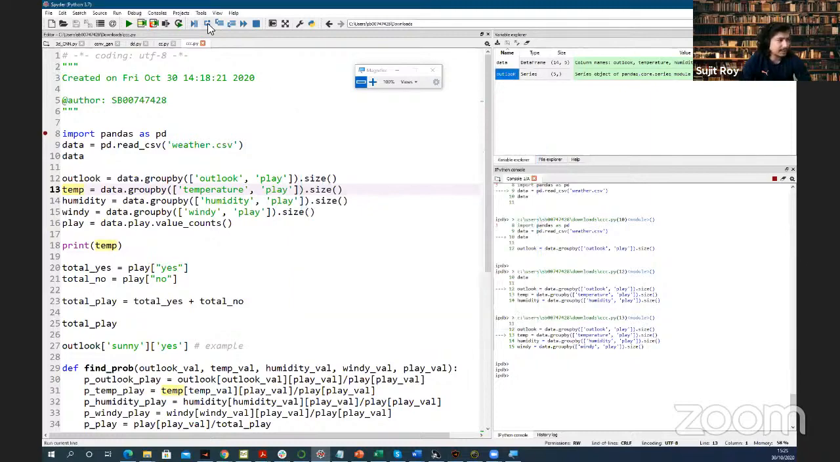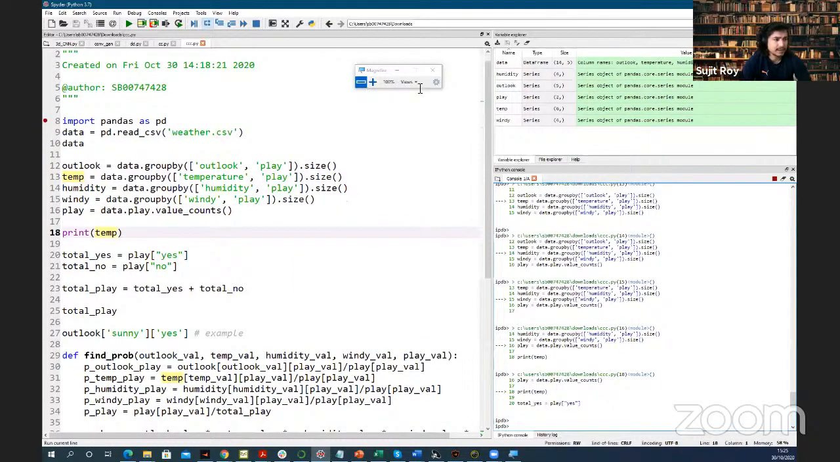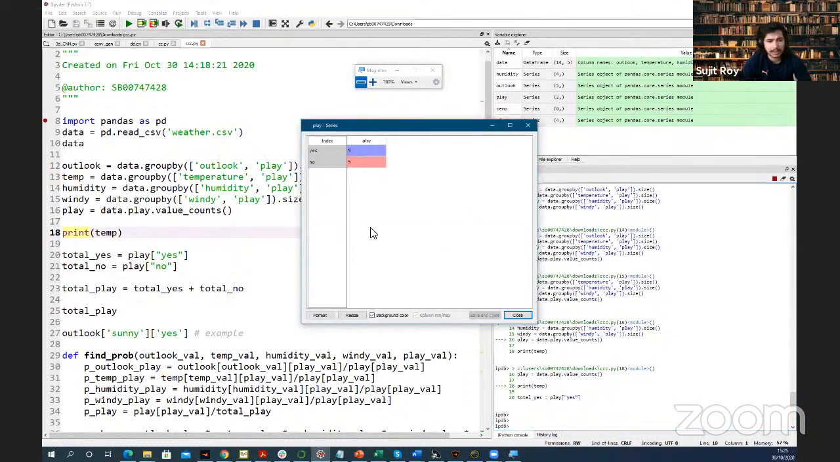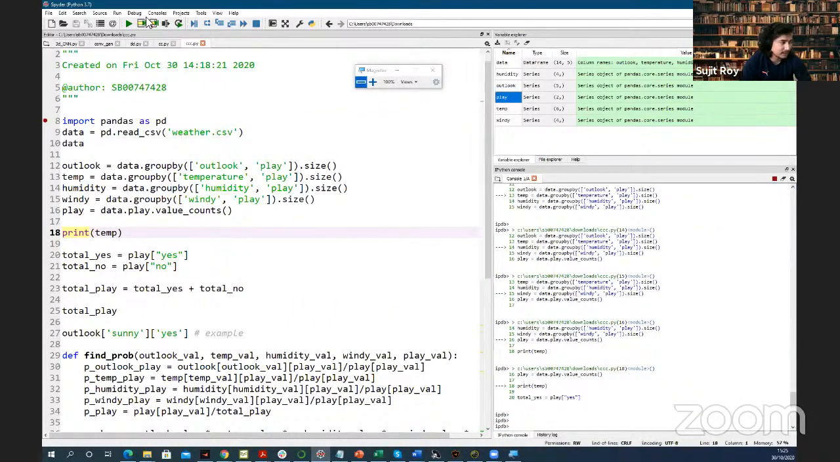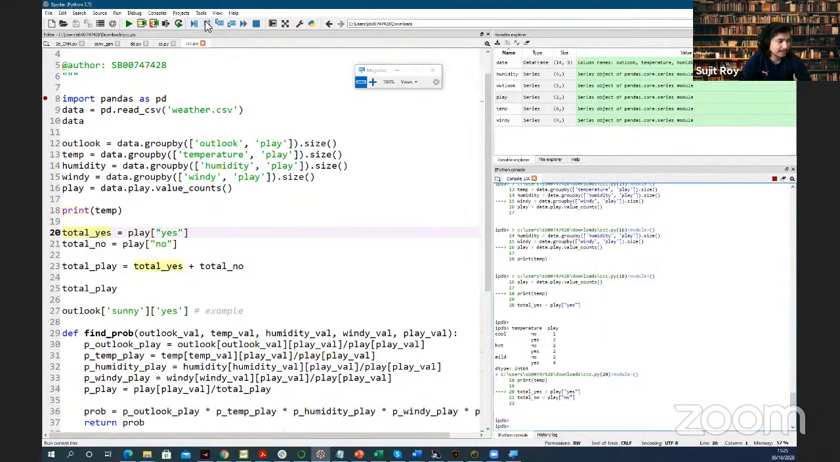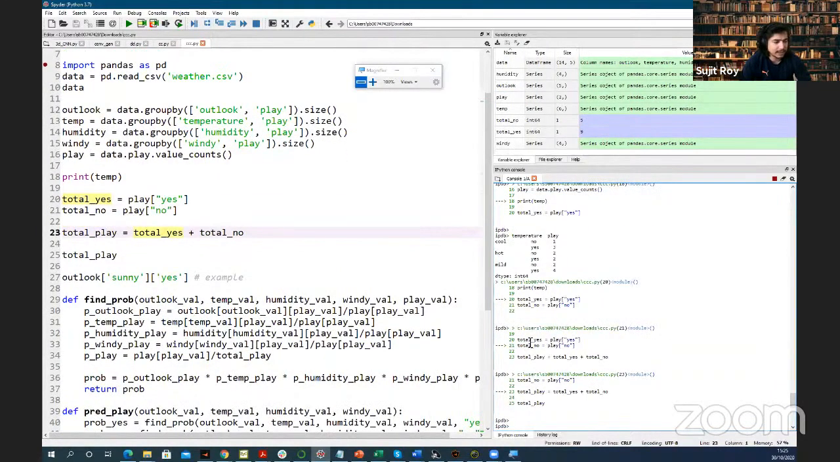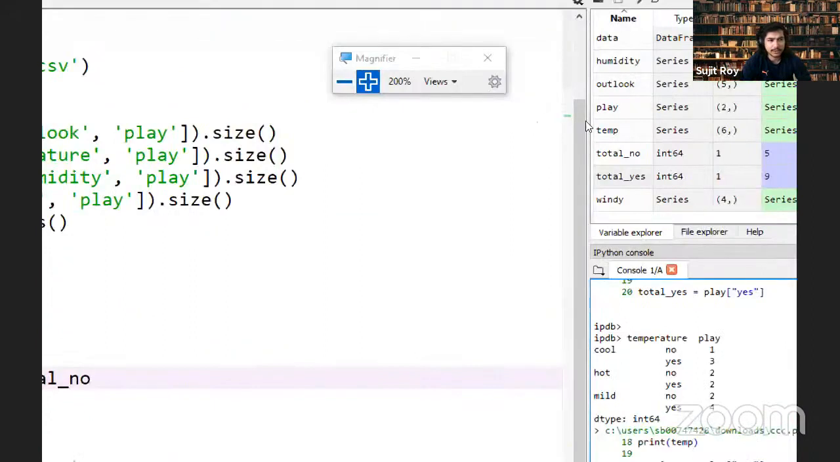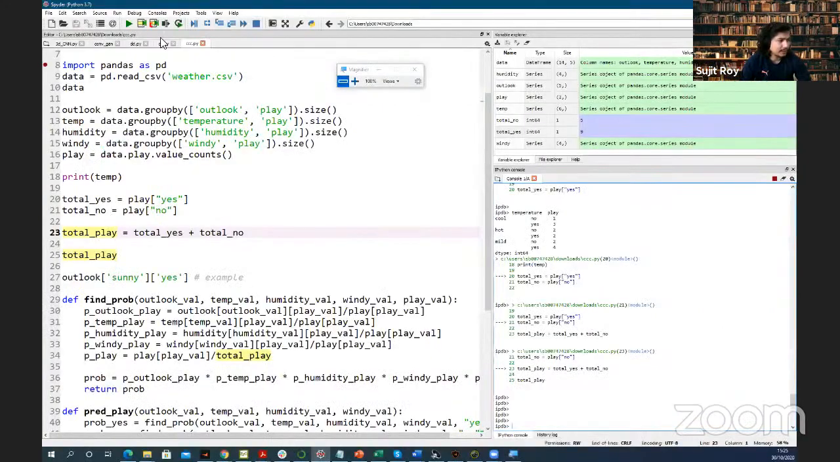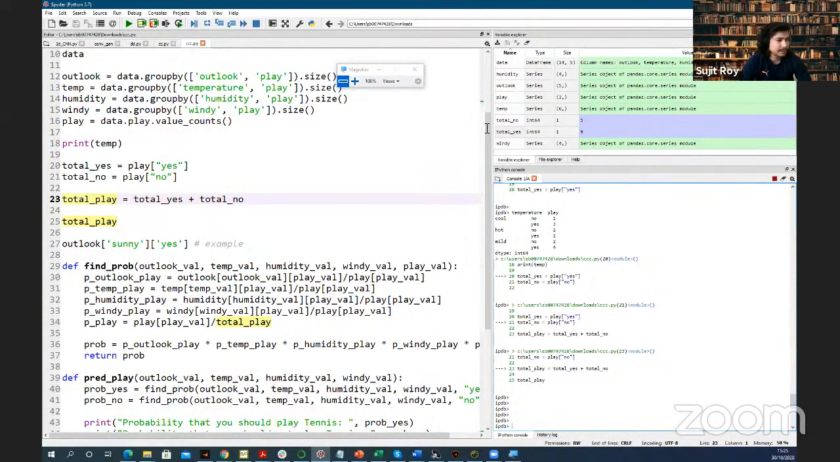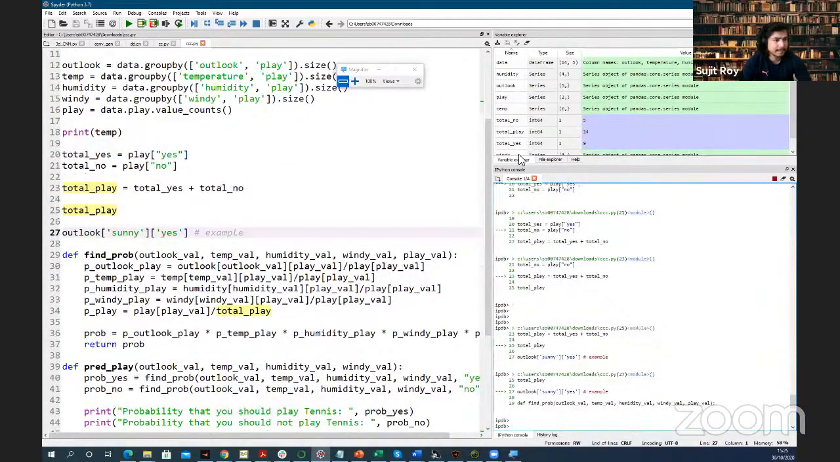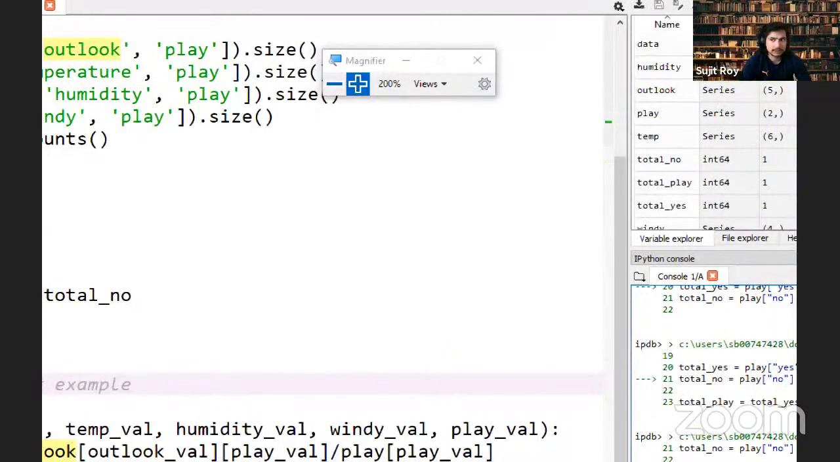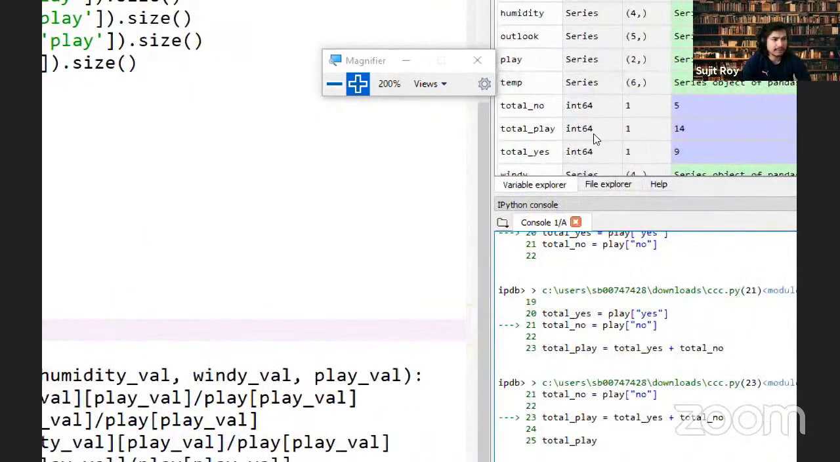Similarly, we group by temperature, humidity, windy, and play. So play is a series with 2 values, yes and no. How many total conditions are there? So 9 are there for yes, and 5 are there for no. So we are just trying to get the total yes and total no. Total yes is 9 values, and total no is 5 values. Now we'll look at total play. So total play is 14 values, 9 plus 5.